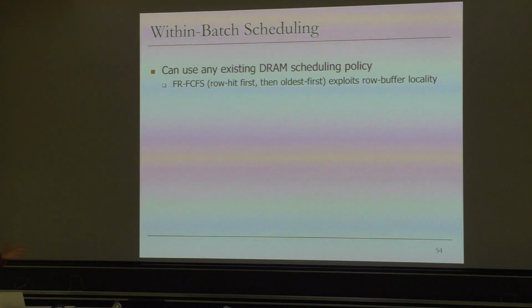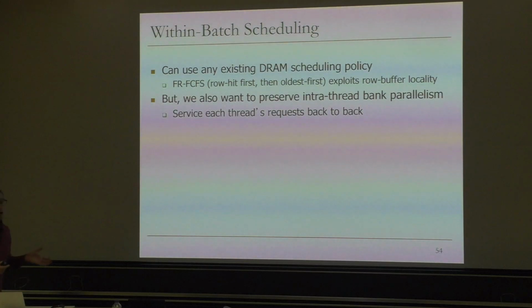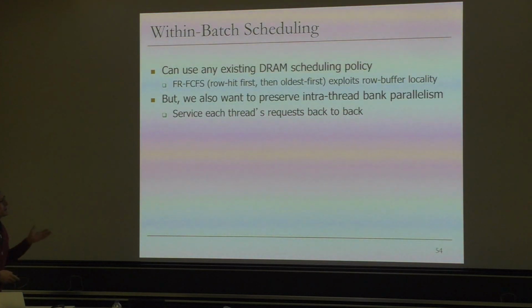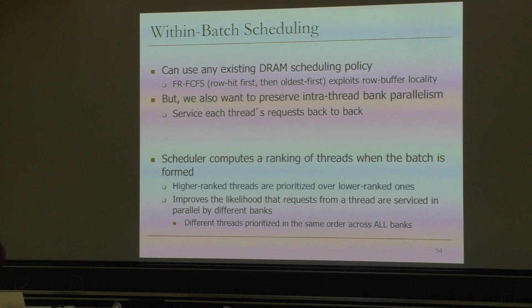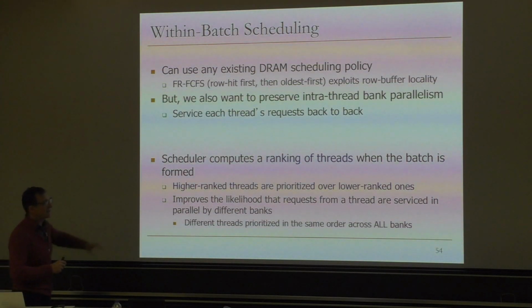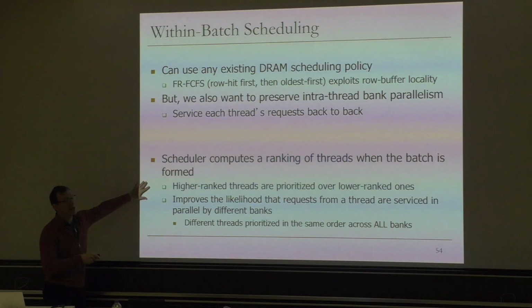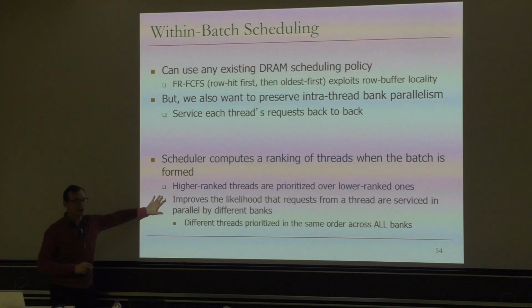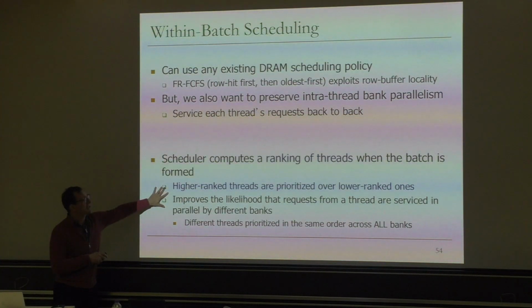So clearly, within a batch, you can employ any existing DRAM scheduling policy. First ready, first come, first serve exploits row buffer locality, which is good. But we also want to preserve each thread's intra-thread bank level parallelism. So for this, we need to service each thread's request back to back. It turns out these are at odds with each other. Row buffer locality and parallelism are usually at odds with each other. So we want to find a good policy that tries to exploit both. And the idea in this paper that's introduced is to introduce a ranking of threads when the batch is formed. When you form a batch, you also form a ranking of threads, and higher ranked threads are prioritized over lower ranked ones.